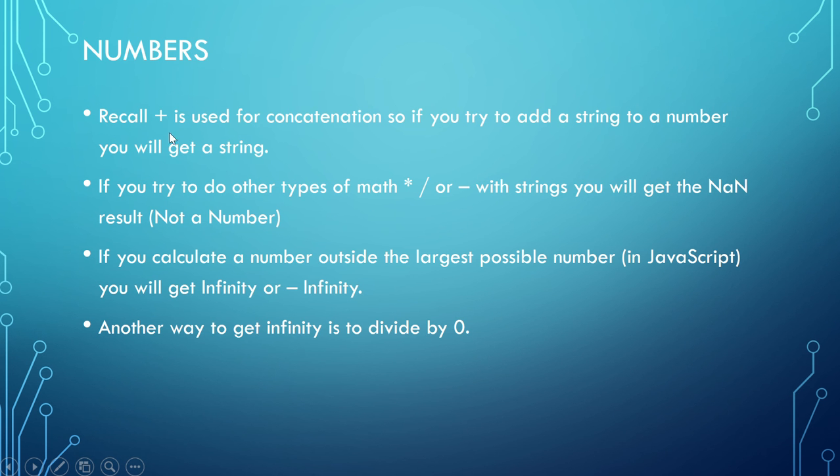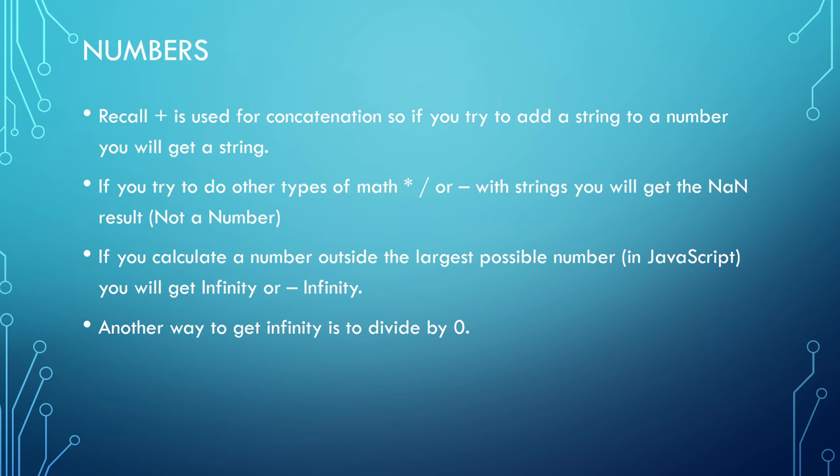We want to recall that the addition symbol is used for concatenation as well as addition. So if you try to add a string to a number, you're going to get a string. If you try to do other types of math with strings, like multiplication, division, or subtraction, you're going to get NaN as the result, which stands for not a number. So if you get not a number as a result, you're like, but they were all numbers. Well, then one of them is not. It's probably because you had user input that you did not convert from a string into a number. Okay? We'll talk about that again in a minute.